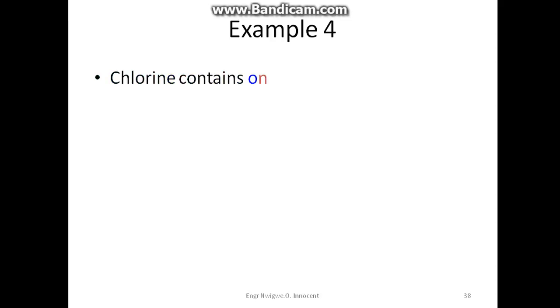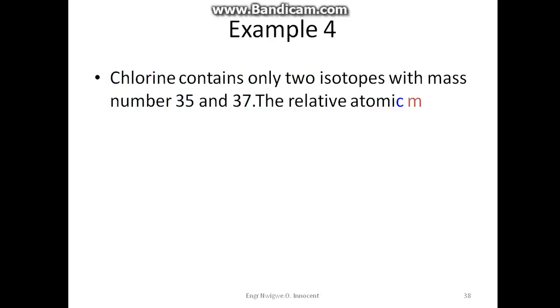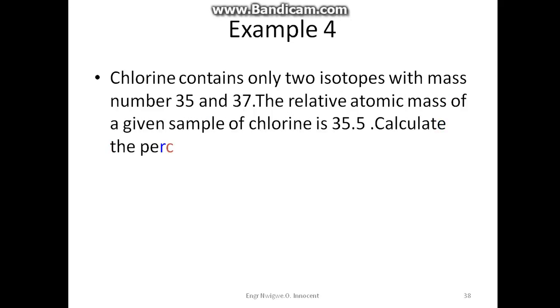Example 4. Chlorine contains only two isotopes with mass numbers 35 and 37. The relative atomic mass of a given sample of chlorine is 35.5. Calculate the percentage of chlorine-35 in the sample.